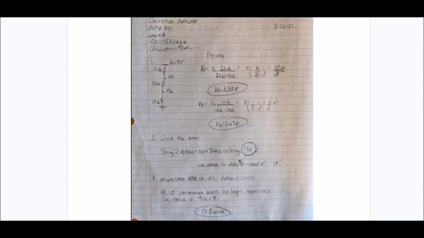Number 3. The radius of the ellipse is 5 units. The last two parameters, 10 for width and 10 for height, determine the size of the ellipse. Therefore, the radius is 10 divided by 2, which is 5.